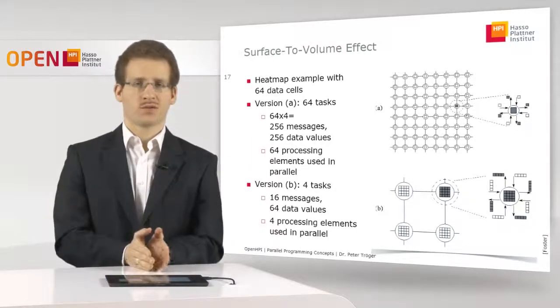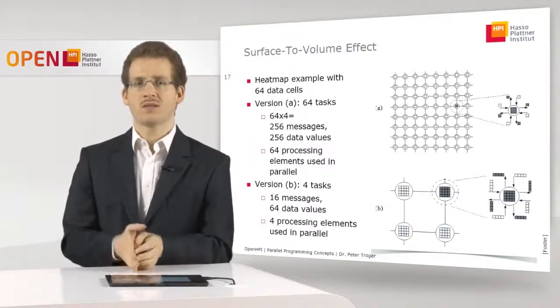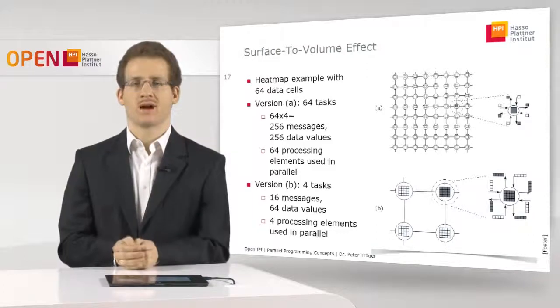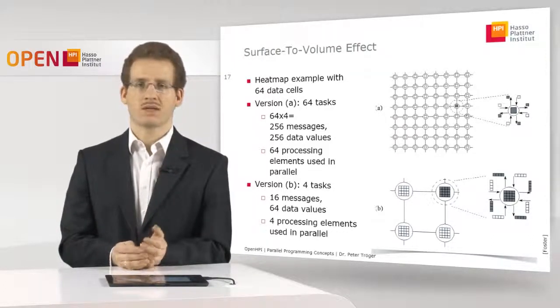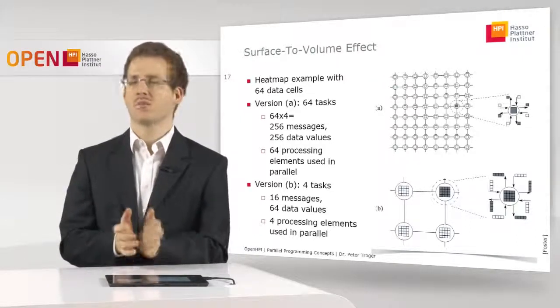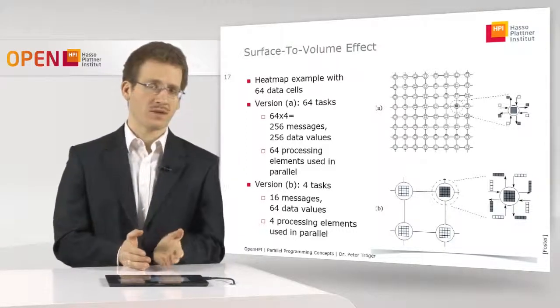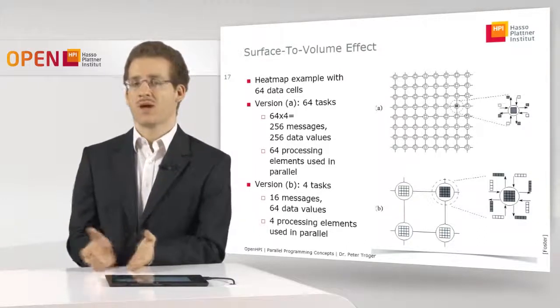The other approach, the more coarse-grained approach, would be to use only 4 tasks and to have multiple data cells of your simulation being simulated on one of the tasks. So this leads to fewer messages, only 16, and also to fewer data values being exchanged, because some of the data exchange simply happens by shared memory interaction inside the task. The advantage, therefore, is that you get less communication, but the problem is that you only have 4 tasks now.